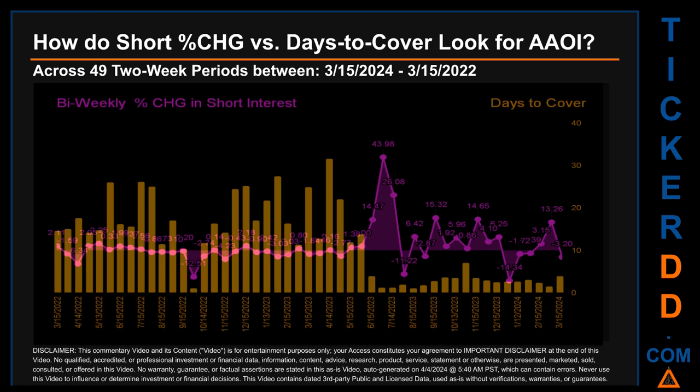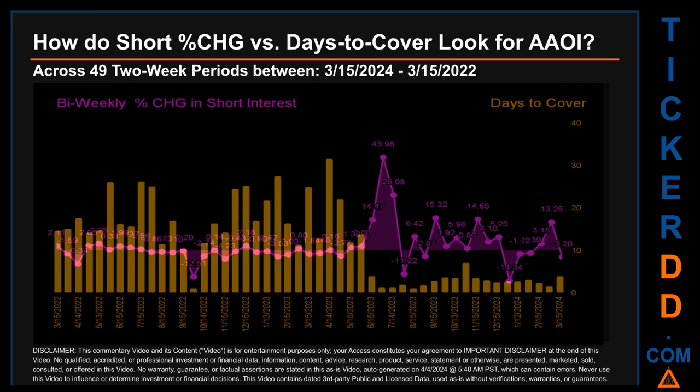Zooming out, I looked across 49 2-week snapshots, from latest found, March 15, 2024 to oldest found, March 15, 2022. In the graph, I overlaid bi-weekly percentage change in short interests against days to cover. Across these 49 2-week snapshots, the average percentage change of short interest was about 1.97%.